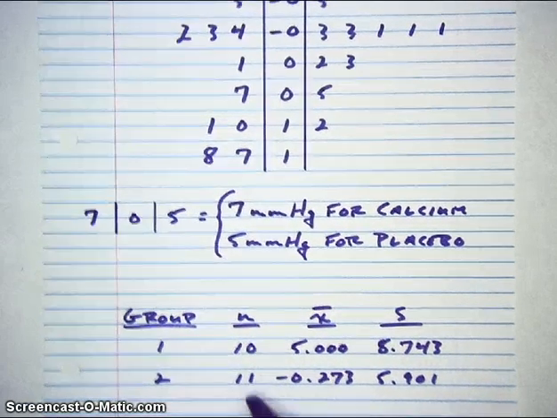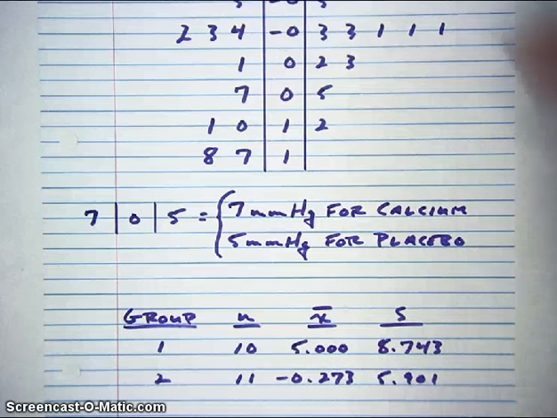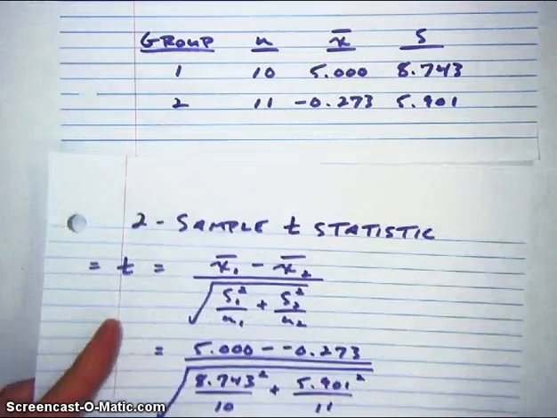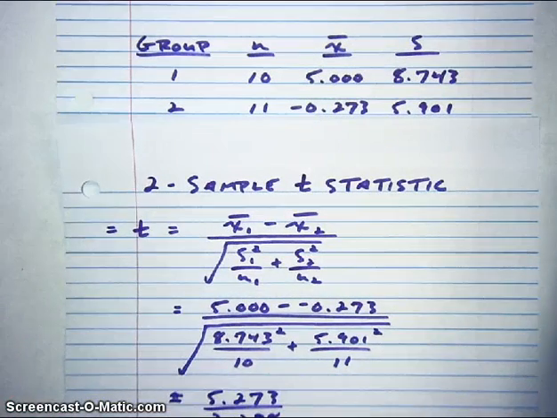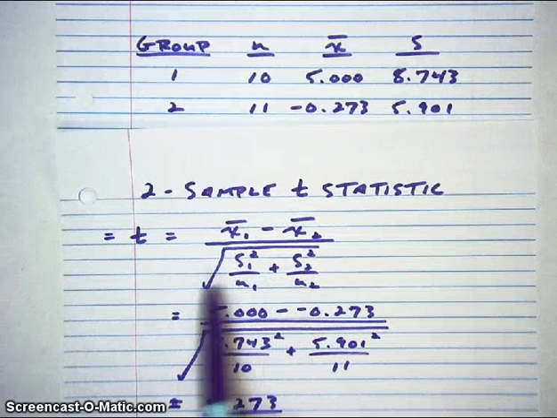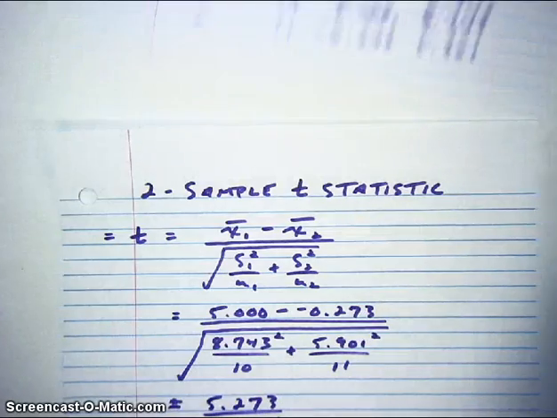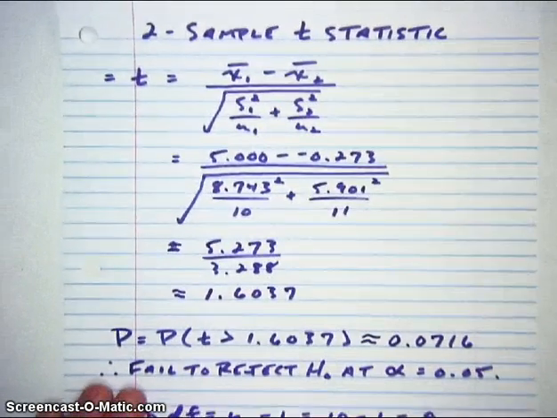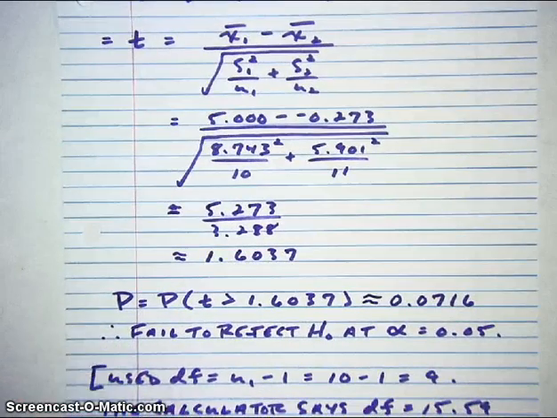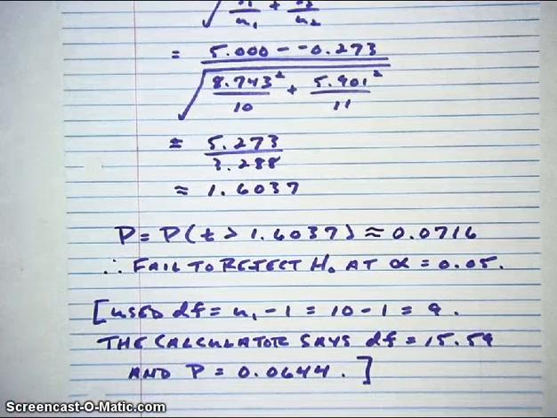These are the group sizes, the group means, and the group standard deviations. And we use those to make the two-sample t-statistic, which has the formula that we put up before: x1 bar minus x2 bar divided by this big standard error expression. When we plug everything in, the numerator simplifies down to 5.273. The denominator simplifies down to about 3.288, and our t-statistic is about 1.6037.